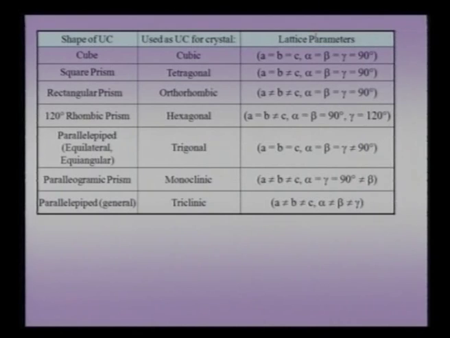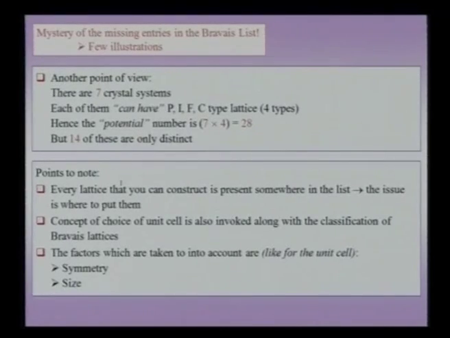So, to summarize all the facts we have been considering so far regarding the shape of the unit cell and the typical unit cell used for the crystal and the lattice parameters, this is the list of all the things we have been considering so far. Now, we had asked ourselves an important question, that some of the lattices, for instance, the orthorhombic lattice had all possible entries, like you had a simple orthorhombic lattice, you had a face centered orthorhombic lattice, you had a C centered orthorhombic lattice, and then body centered orthorhombic lattice.